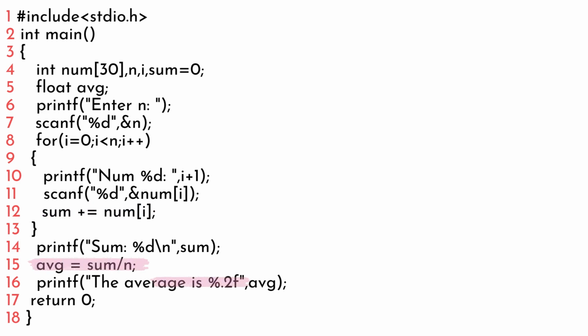After the loop, we calculate the average by dividing the sum by the total number of elements in the array. Finally, we print the average.